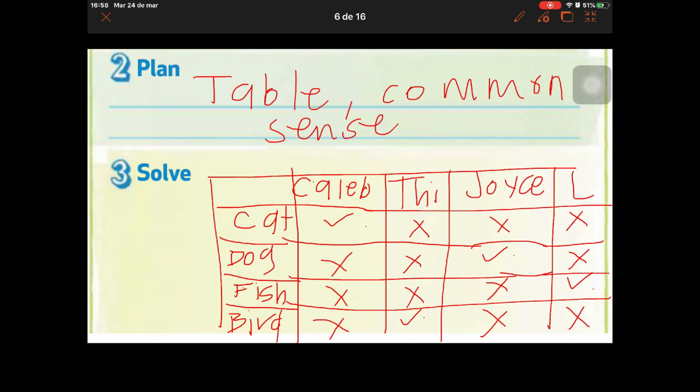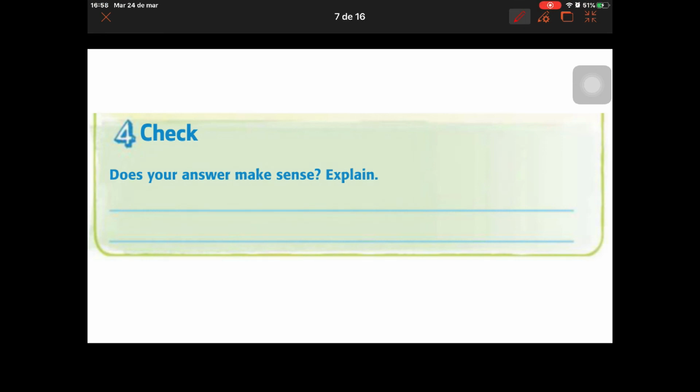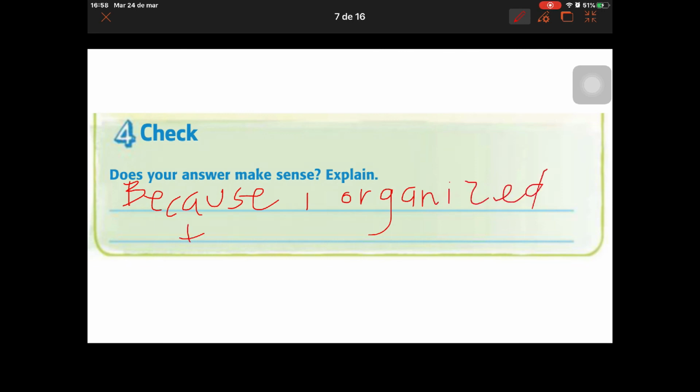You have to make the table on your book, okay? And do you think this answer makes sense? Yes, because I organized the info in a table. Very good.